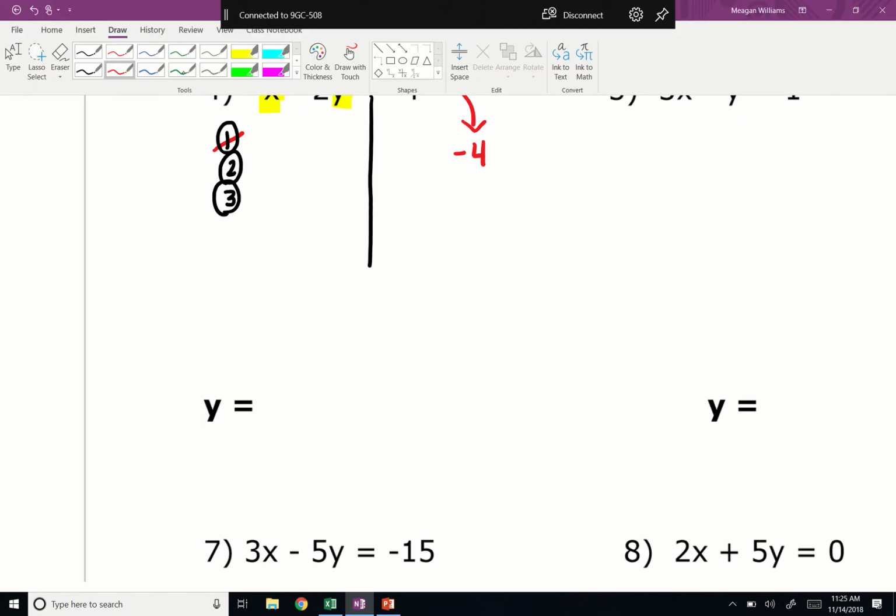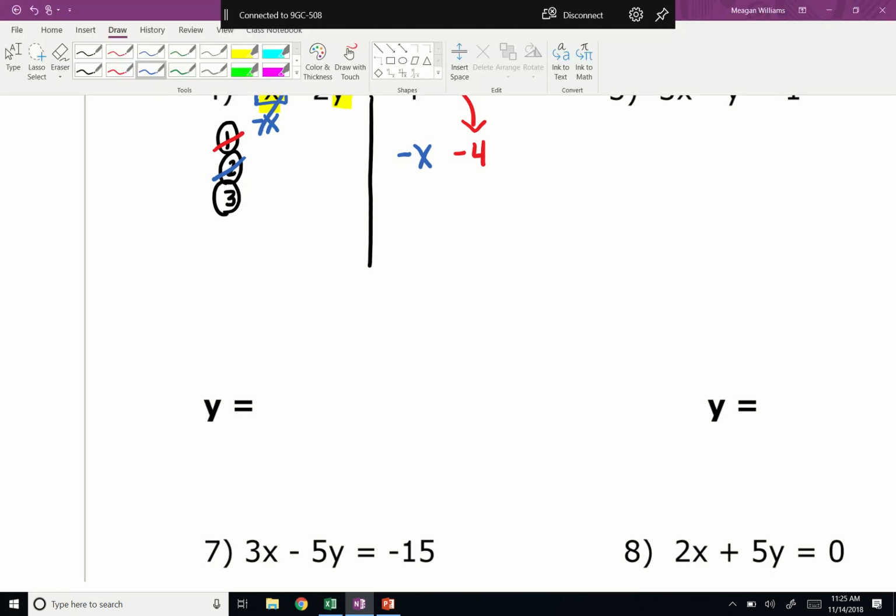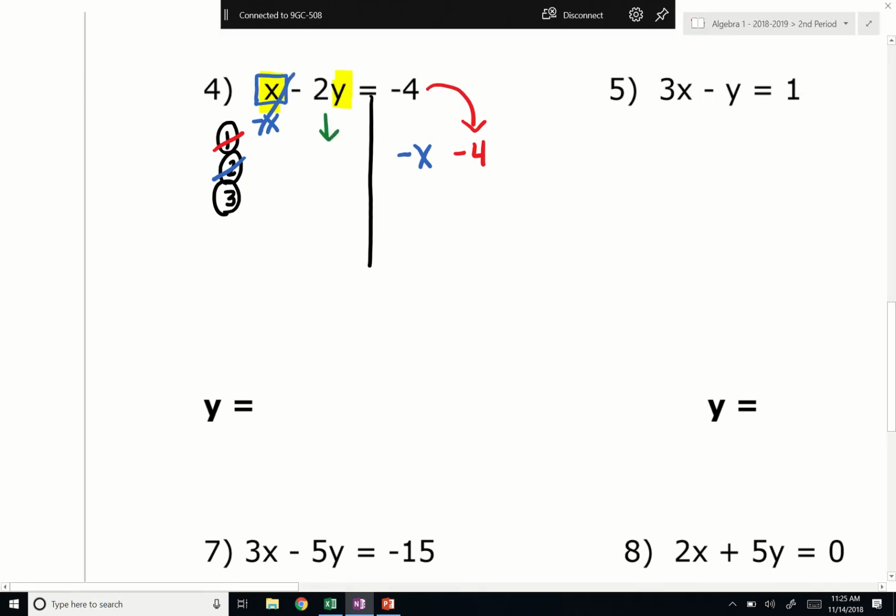And then what's my next step? Move my x. Well, right now it's a positive x. How do I get it to move? Negative x. It's just going to go in that space I created. And what's my last step? What type of 2y? Good. So bring down that negative 2y, and then I'm going to divide by what number? Perfect.